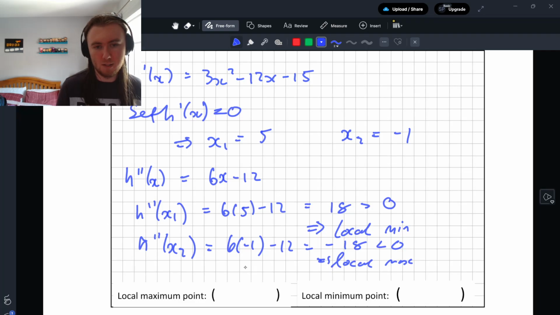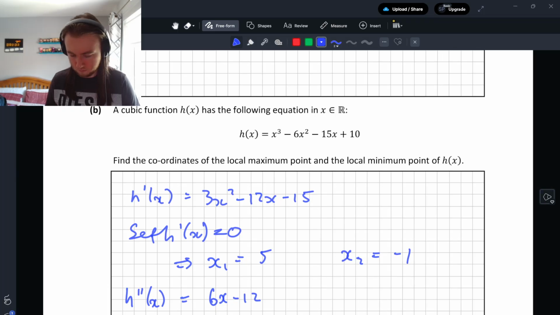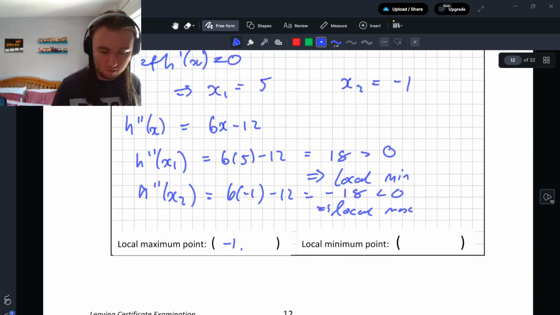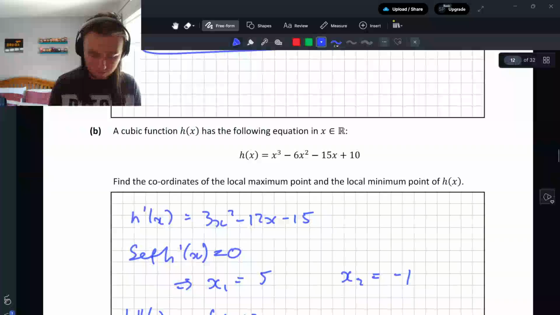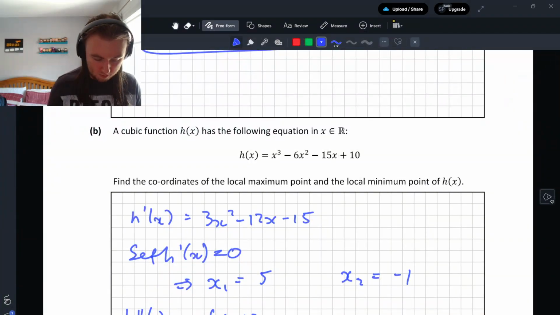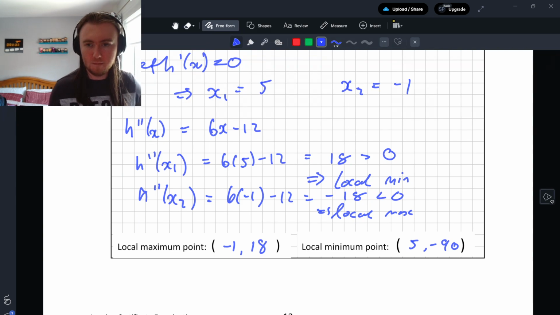So the local maximum point is x equal to minus 1, so h of minus 1 is minus 1 cubed minus 6 times minus 1 squared minus 15 times minus 1 plus 10. Okay, so that's negative 1 comma 18. And then the local minimum is when I sub in 5. 5 cubed minus 6 lots of 5 squared minus 15 lots of 5 plus 10. Yeah, it's minus 90. So 5 comma minus 90.